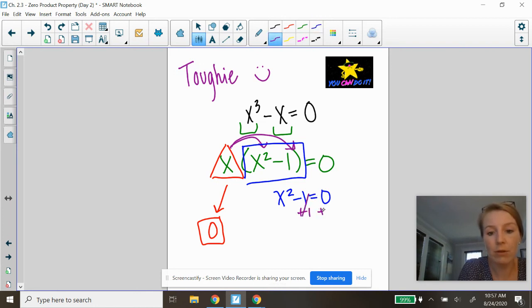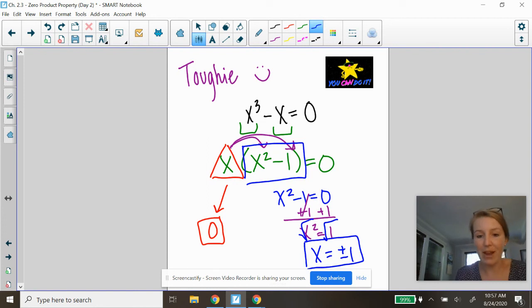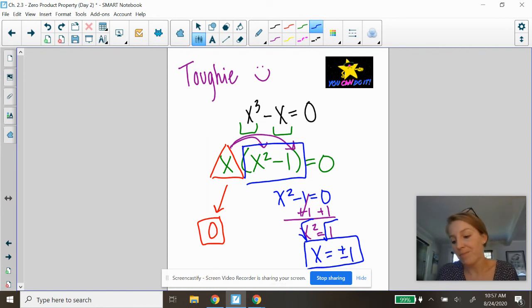We're going to add 1 to both sides. So I have x squared equals 1, and now I'm going to take the square root, and I'm going to get x equals positive or negative 1. So again, this was a little bit of a toughie, but you can do it, right? Start with what you know, and you'll actually find out that you can in fact do it.